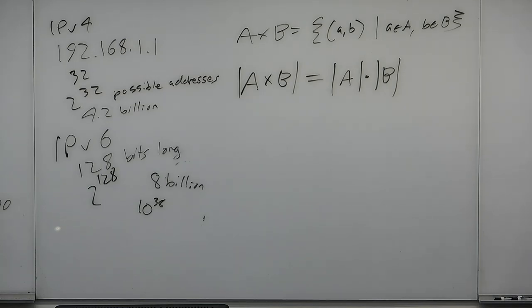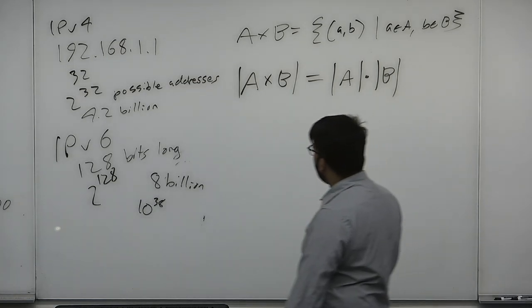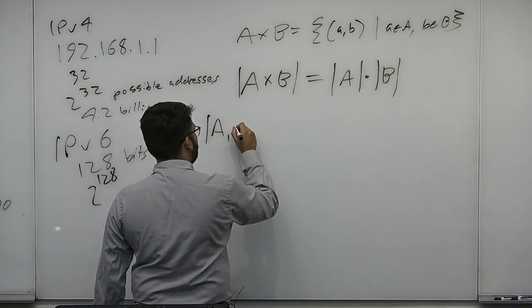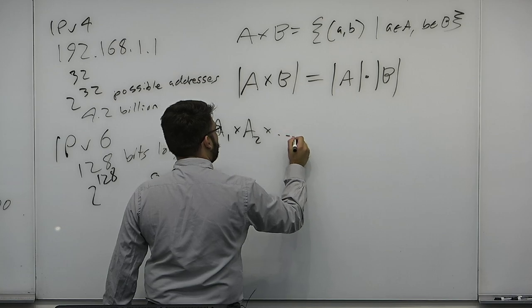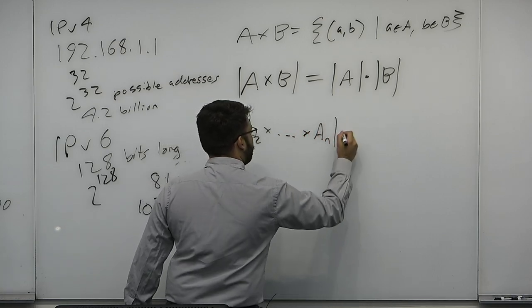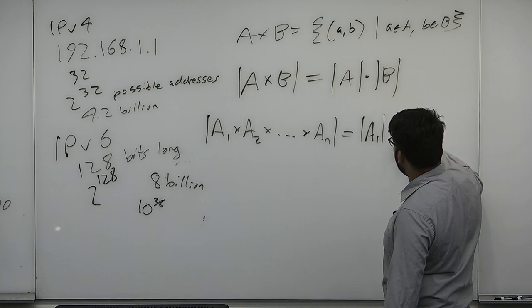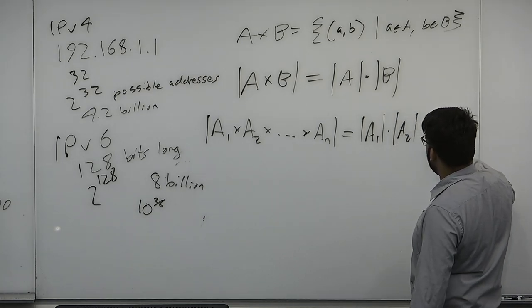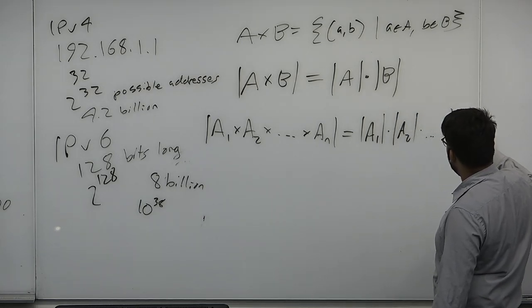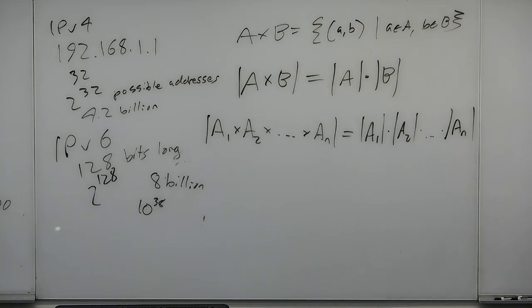And certainly you should be able to generalize the product rule, right? If we have the cardinality of A1 times A2 times up to An, this is going to be equal to the cardinality of A1 times the cardinality of A2 times up to the cardinality of An, right? Really, fairly simple, straightforward stuff. Any questions on this? Again, maybe you've seen this kind of product rule stuff before.